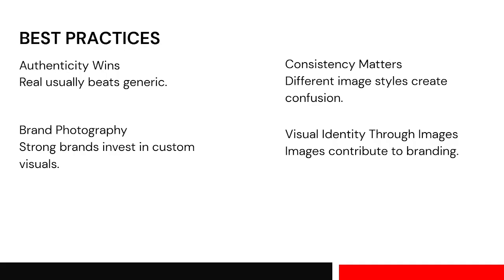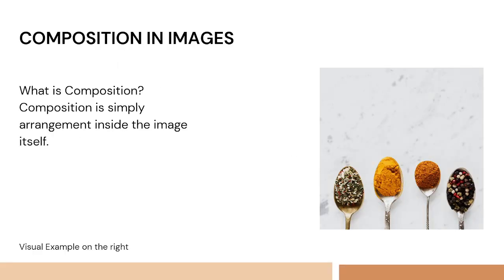And visual identity through images. Images also contribute to branding. And we also have composition in images. Composition is basically how elements are arranged in the image itself. So composition is simply arrangement inside the image itself.